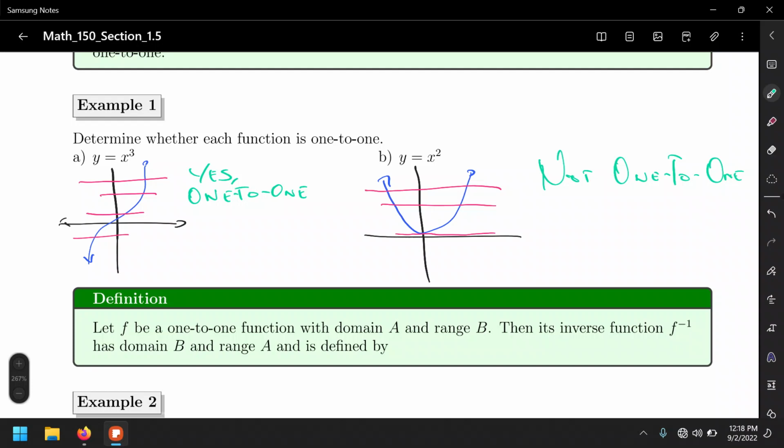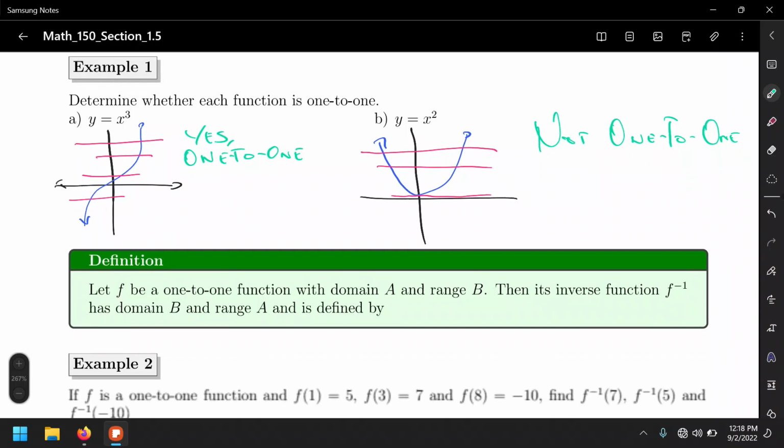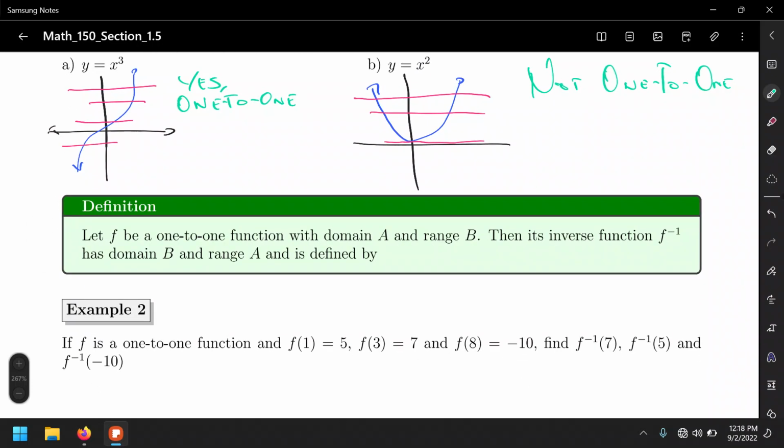All right. Let's look at another definition, another kind of visual, connecting one-to-one functions to inverse functions. The theorem, the formal definition, is that a function will have an inverse if and only if it is one-to-one, and vice versa. If it's one-to-one, then it is invertible.